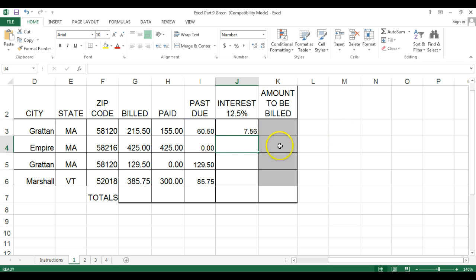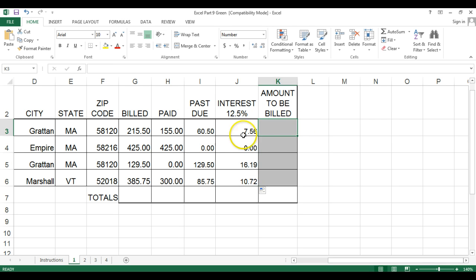Enter. Because notice when we have the percent sign, it's a much smaller number. So if your interest is ever bigger than your past due, there's a problem. Okay, so let's go ahead and click on our answer, and we're going to copy down. All right, we filled that in.